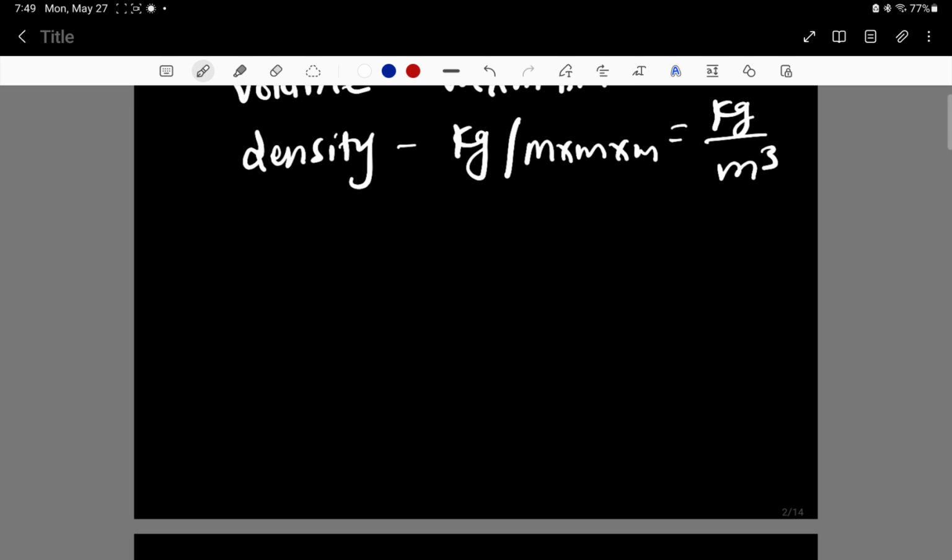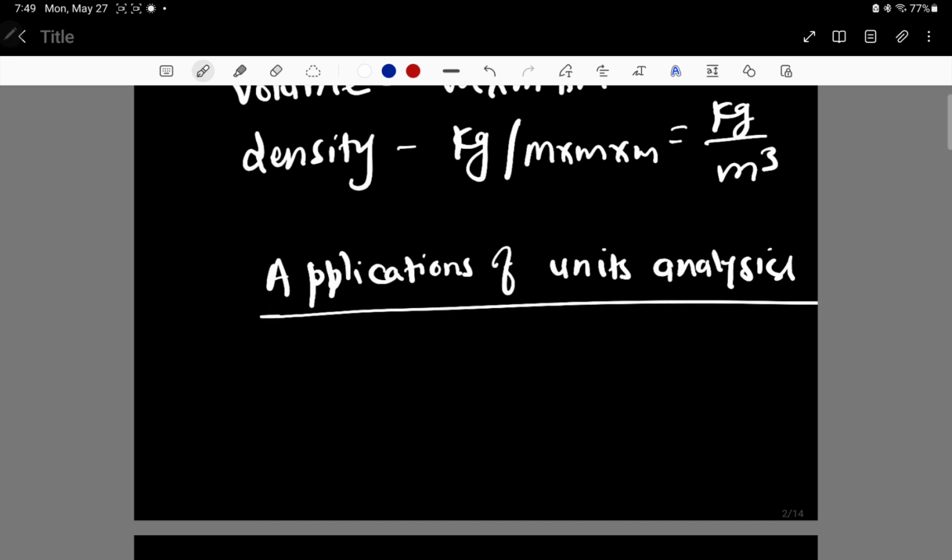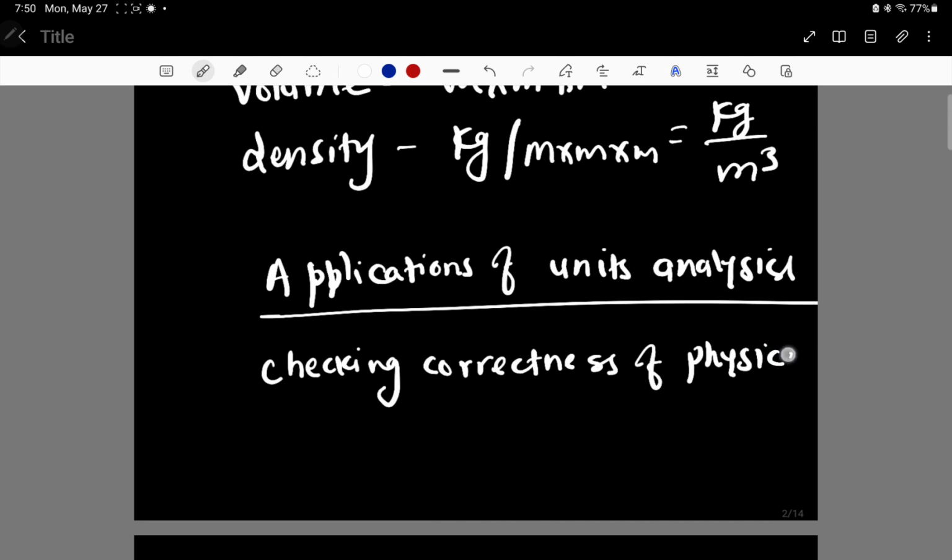There are so many applications of unit analysis. One important thing is you can check the correctness of, let me write down, application of units, unit analysis, let's say. There are several, but I will discuss in more detail about checking correctness of physical equations, physics equations, we can call it.